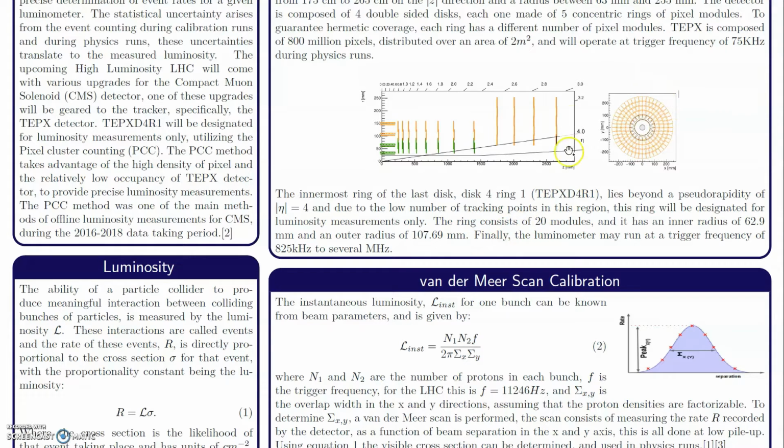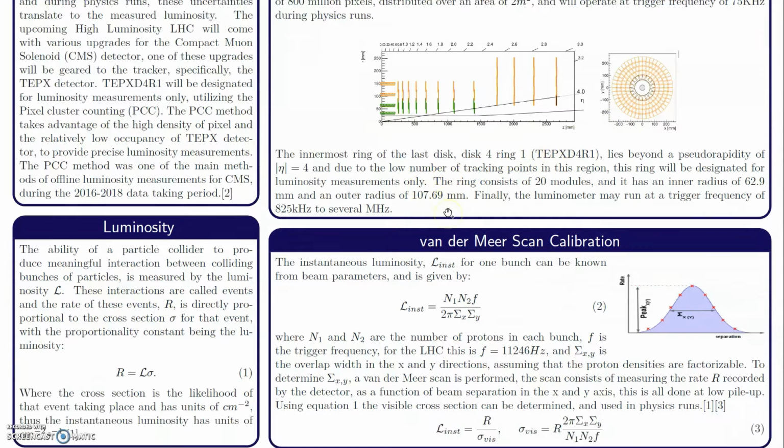In this picture right here, we have the layout of this disk, in which this ring is highlighted in black right here. The ring consists of 20 modules, and it has an inner radius of 62.9 millimeters and an outer radius of 107.69 millimeters. And finally, it is expected to run at a trigger frequency of 825 kilohertz to several megahertz.